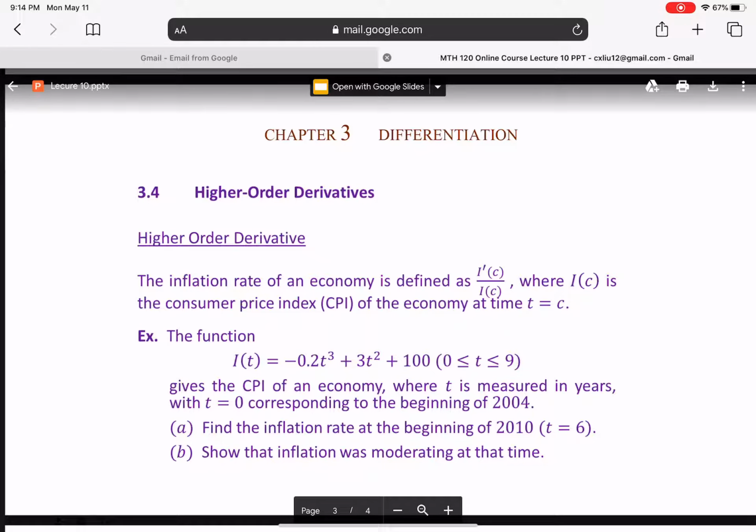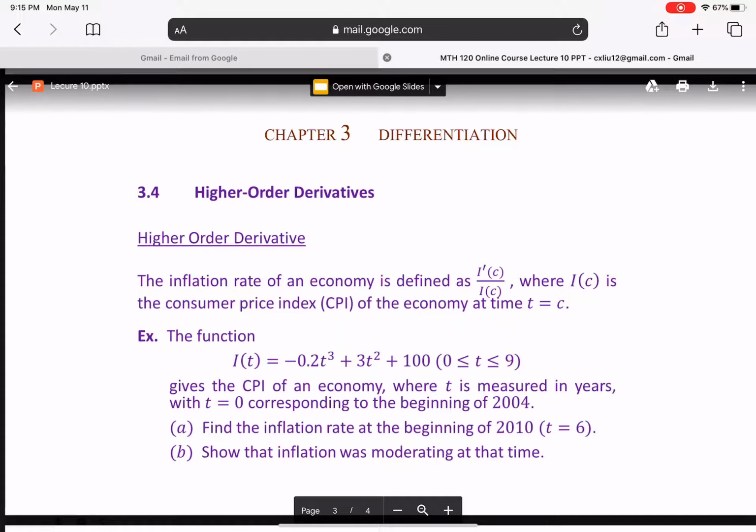Okay, so in this example, the function I of t, the consumer price index, is equal to negative 0.2 t cubed plus 3t squared plus 100, and we consider t from 0 to 9 years. And that function gives the CPI, or consumer price index of an economy, where t is measured in years, with t equal to 0 corresponding to the beginning of 2004.